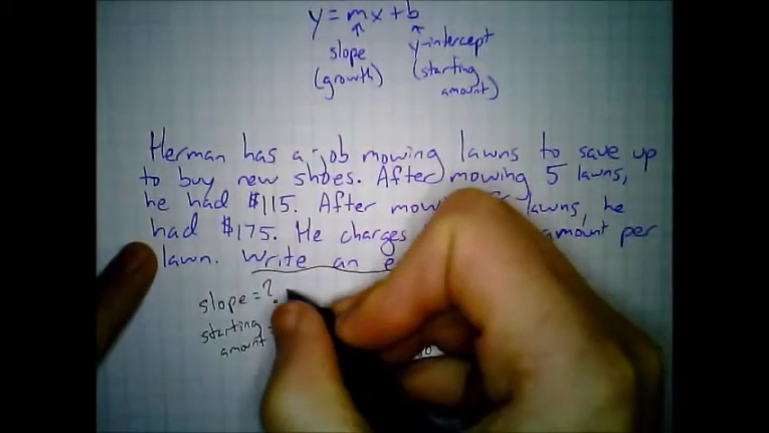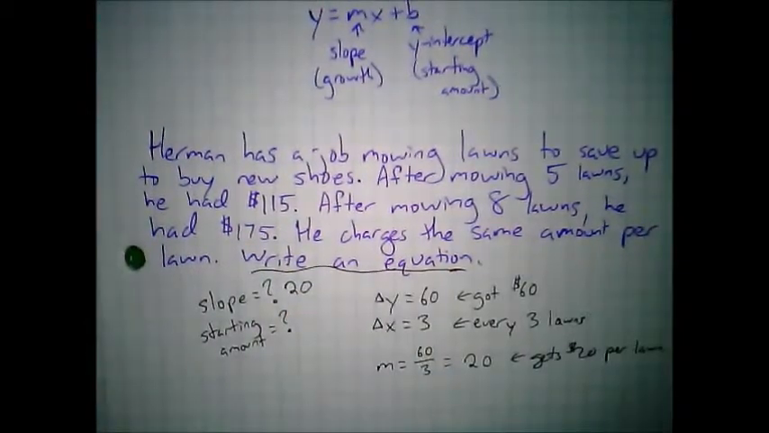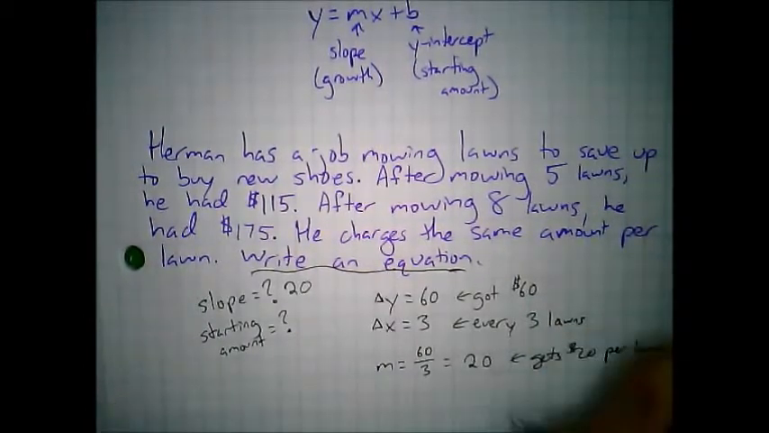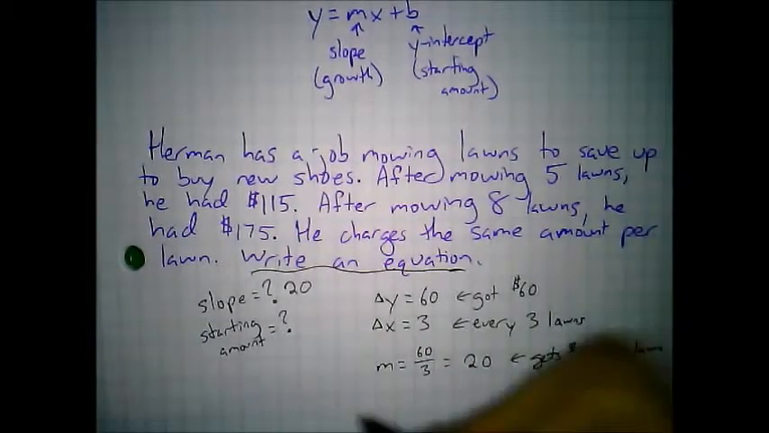Okay, so that's his slope. The slope is 20. He gets $20 per lawn. So we want to know now, what is his starting amount? Well, these 5 lawns is $115. Well, that's really a point on this line. He mowed 5 lawns, and he now has $115. So that's like having the point (5, 115).